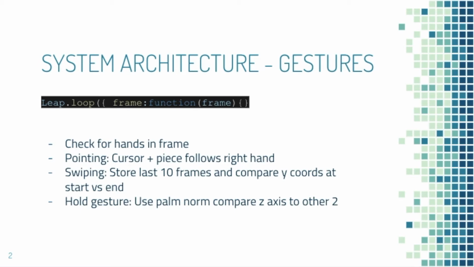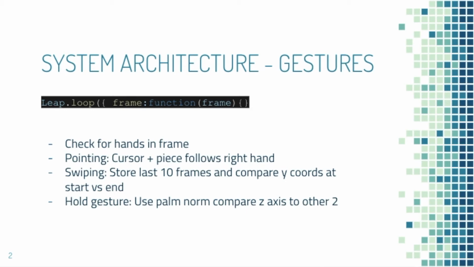And for swiping with the right hand, you swipe up to turn. The way that I do that is that I store the last 10 frames of every position of your hand, and I compare the y coordinates of the start and end, and if they're far enough apart between those 10 frames, then that counts as a swipe. The same thing for your left hand for swiping down, except I make that threshold a little bit higher because swiping down can be worse if you do it by accident.